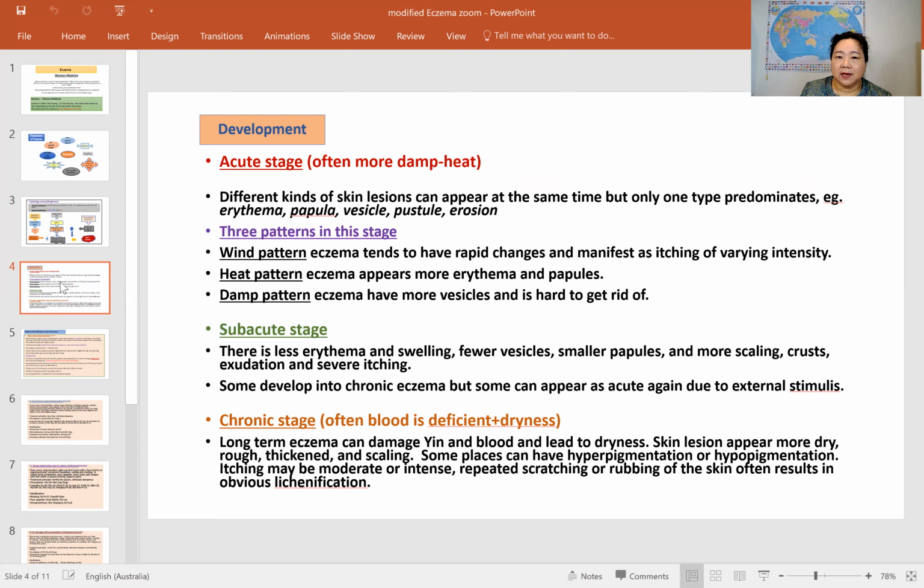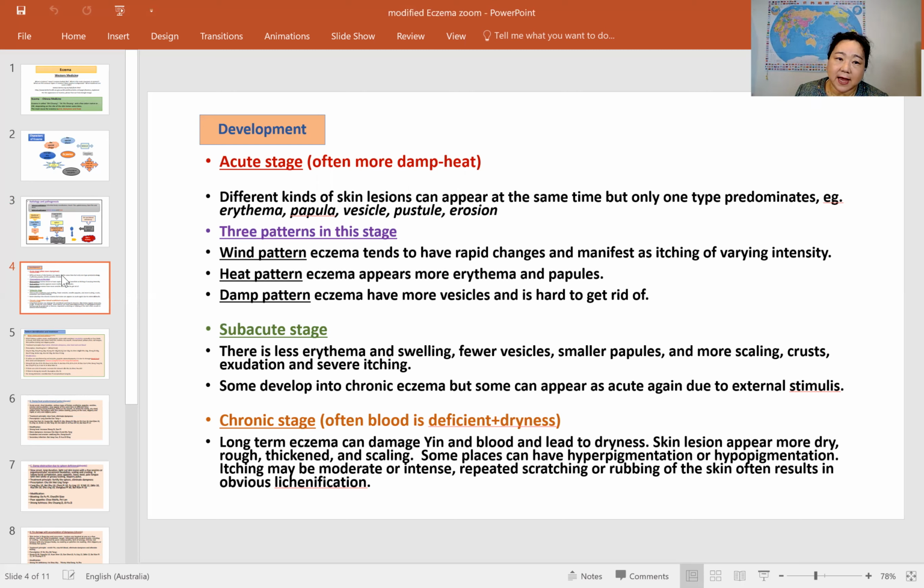Wind pattern has wind features. It has rapid changes, manifests as itchiness, and moves around. The heat pattern often has more erythema and papules. The rashes are red. For the damp pattern, eczema has more vesicles and it's hard to get rid of.